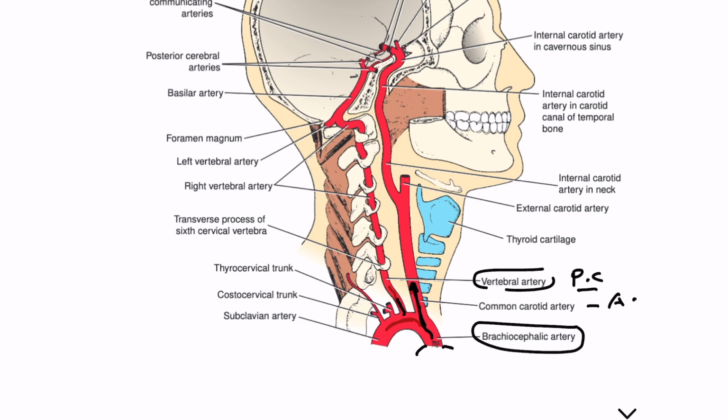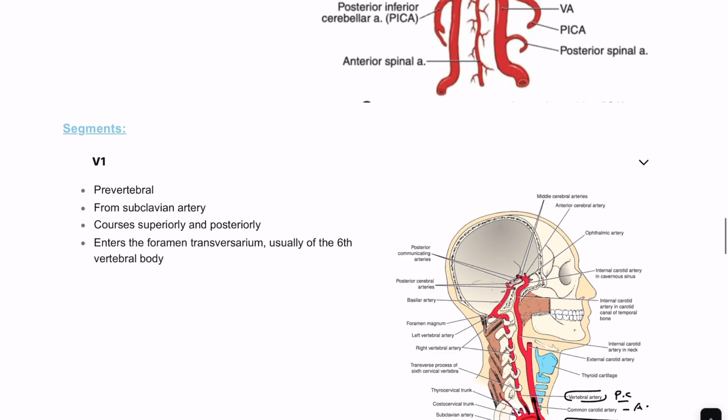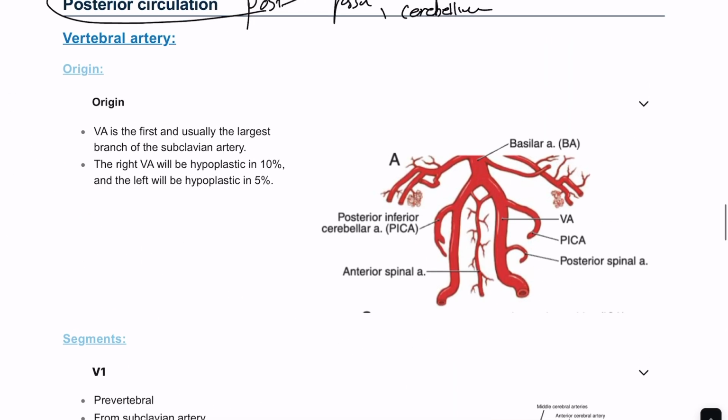So the vertebral artery is the first branch of the subclavian artery. Usually the first branch. Sometimes it's not, but usually it is the first branch of the subclavian artery. As you can see here, we have two vertebral arteries, one on the right side and one on the left side.